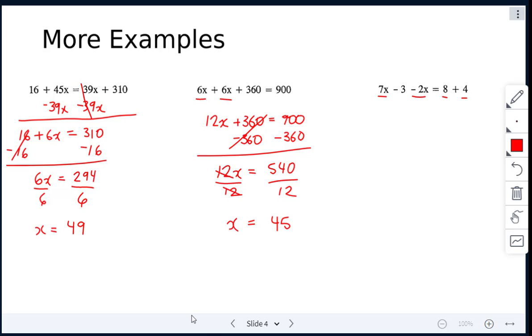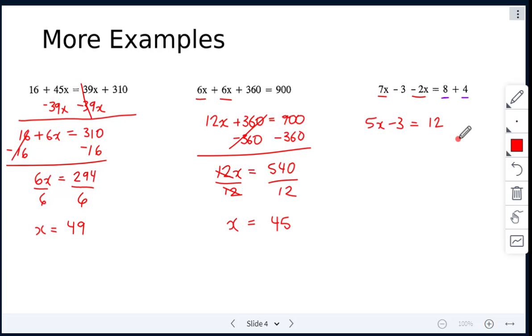So for our last example here, we have 7x minus 3 minus 2x, and it's equal to 8 plus 4. So I've underlined here, we can collect 7x minus 2x together. I'm just going to collect the other two with a different color, like that. Okay, so on my left-hand side, because I can collect 7x minus 2x, it's 5x. And then I have the minus 3, and then it's equal to 8 plus 4, which is 12.